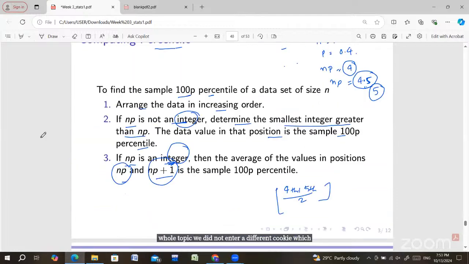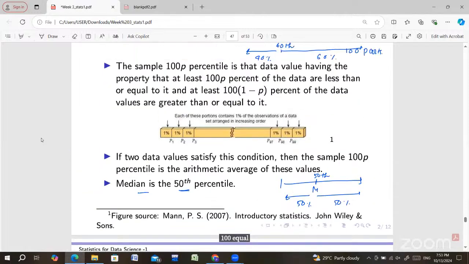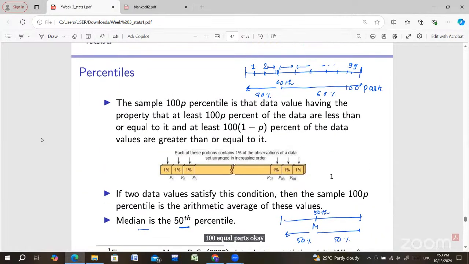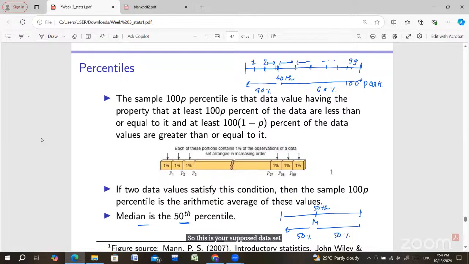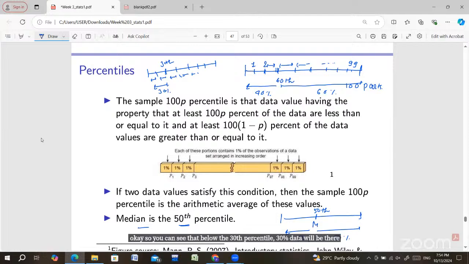Percentile divides your whole data set into 100 equal parts. So suppose this is your data set. These are different points, 99 points that divide the whole data set into 100 equal parts. Suppose this is your 30th percentile. Then you can say that below the 30th percentile, 30% of the data will be there, and above the 30th percentile, 70% of the data will be there.